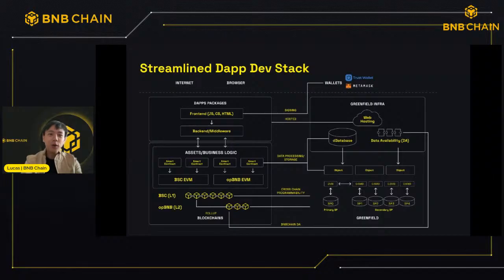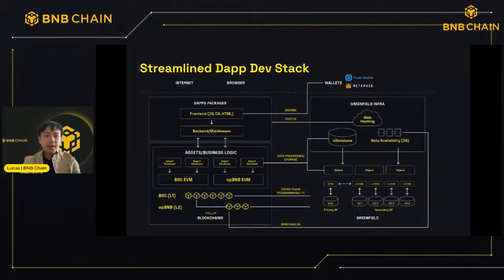A pivotal feature of our ecosystem is cross-chain programmability, enabling seamless interaction between different blockchain components. This allows smart contracts on BSC or opBNB to programmatically manage data and permissions on BNB Greenfield, fostering versatile and dynamic decentralized applications.